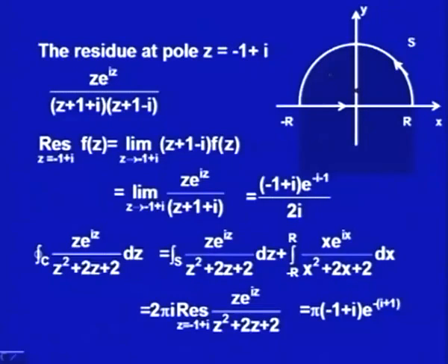As r approaches infinity, the second integral, from minus r to plus r, of x e to the power ix upon x squared plus 2x plus 2, will approach the integral from minus infinity to plus infinity, or actually it will give the Cauchy principal value, and then we can find this integral. So, let us try to see this integral on a semicircle of this function f(z).